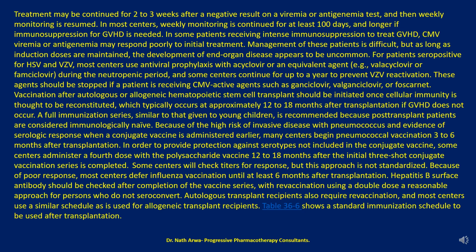Because of poor response, most centers defer influenza vaccination until at least 6 months after transplantation. Hepatitis B surface antibody should be checked after completion of the vaccine series, with revaccination using a double dose a reasonable approach for persons who do not seroconvert. Autologous transplant recipients also require revaccination, and most centers use a similar schedule as is used for allogeneic transplant recipients. Table 36.6 shows a standard immunization schedule to be used after transplantation.